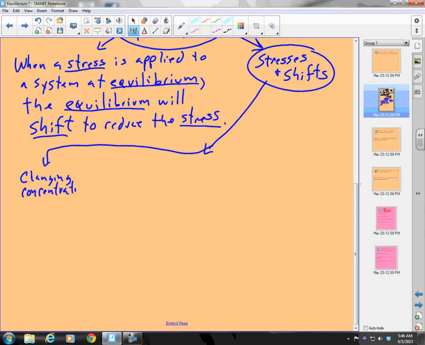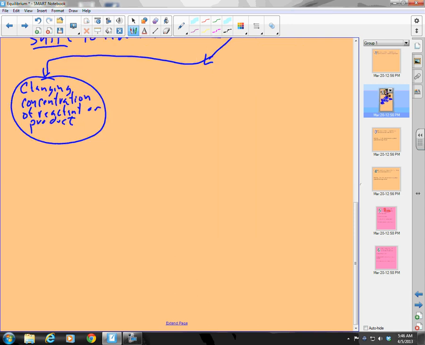If you change the concentration of reactant or product, then that is a stress. Okay, so this is one stress, changing concentration of reactant or product. Now, how does this affect things? Okay, let's take these one at a time. Let's talk about reactants.